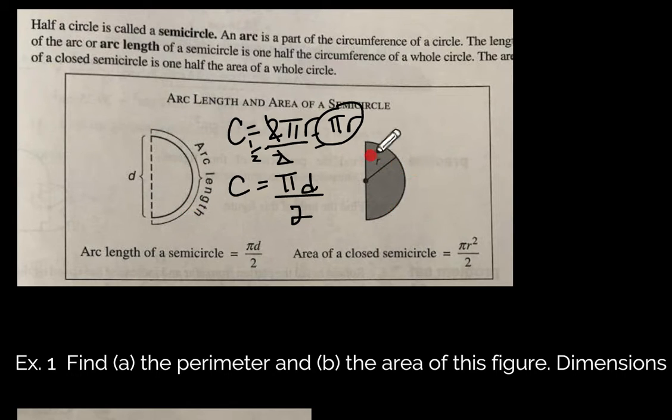Now the area is all the shaded in part. So let's remember the area of a circle. The area of a circle equals pi r squared. We're going to square the r because it's more space. Now if we want to find the area of a half circle, it's going to be pi r squared, there's no easy way around this, divided by 2, and that's going to give you the area of a half circle. So it just makes sense. You just find the circumference of a whole circle and divide by 2, the area of a whole circle and you divide by 2.